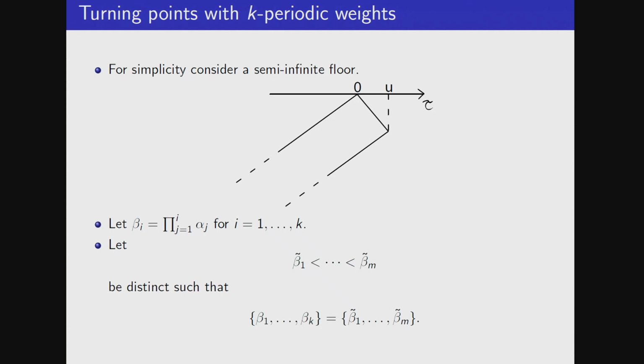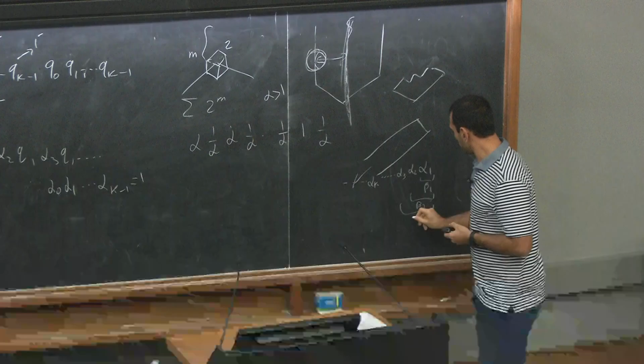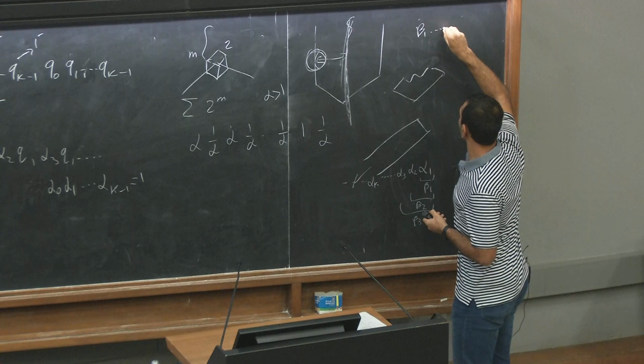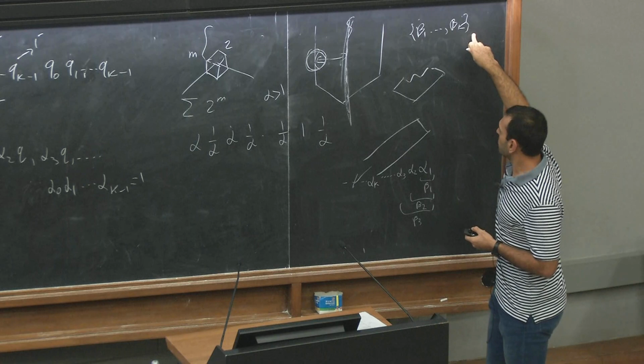It turns out that the quantities to look at are not these alphas, but their products. So beta 1 is going to be this. Beta 2 is going to be the product of these two. Beta 3 is going to be the product of these three, and so on. Now, if you have k periodic weights, these betas don't have to be distinct. So let m be the number of distinct betas.